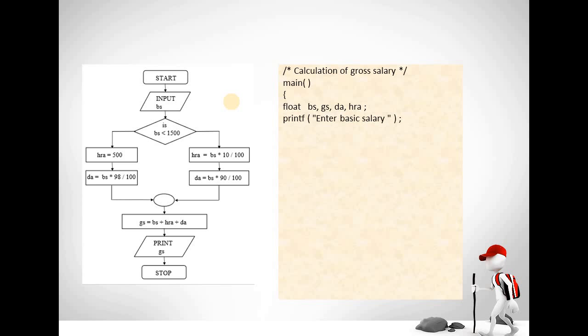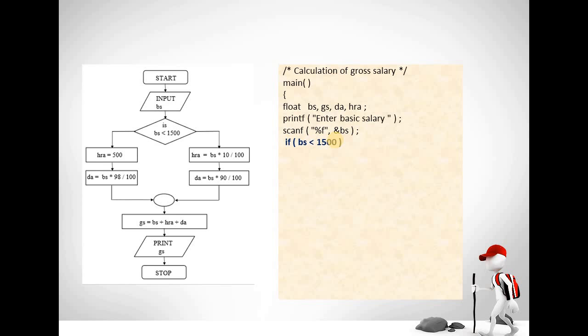After that, we have the message, enter basic salary, and scanf. Why? Because if we put a message to enter basic salary, then we have to take input from the user. So the first argument of the scanf function is %f. We have used %f instead of %d because our bs variable is of float data type. So whenever there is a float data type variable, we have to use %f.